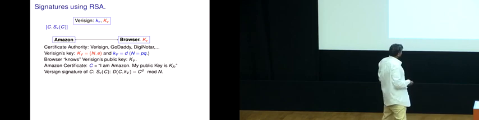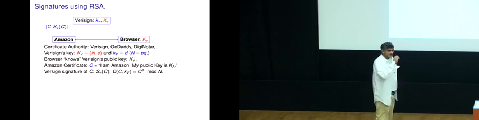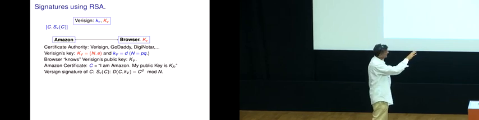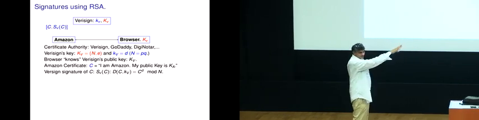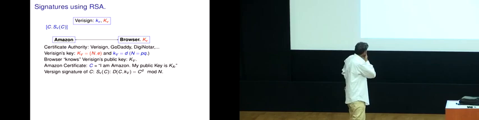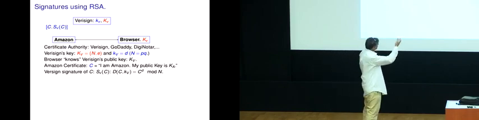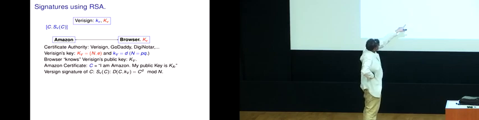Now, what VeriSign does, in addition to that, this is a message. You can just think of it as a message, some 100-digit number. We can translate it to a 100-digit number. I am Amazon, my public key is whatever. So now what VeriSign will do is sign it. They'll do something called a signature of this public key, which is weird.